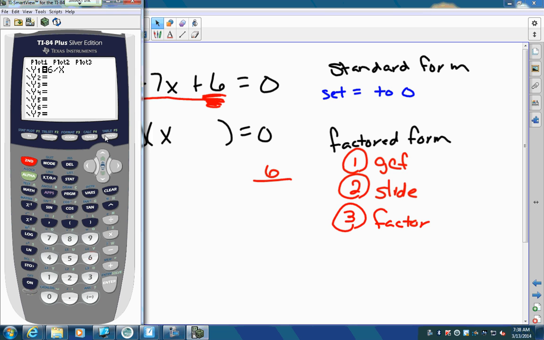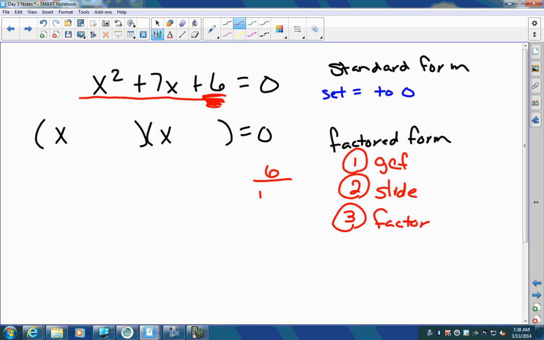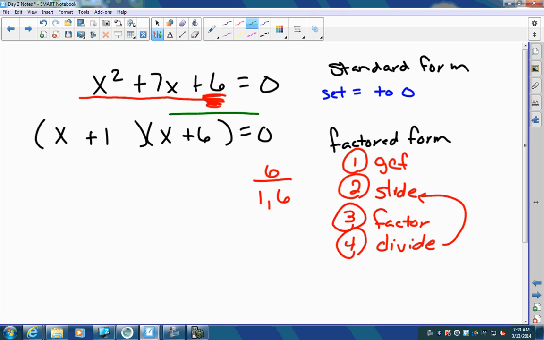Now, this lists our factors, right? I need the factors that add up together to give me 7. I see it right off the bat. It's 1 and 6, right? So I go up here and I put plus 1 plus 6. Step 4 was to divide. But you only divide if you slide. We didn't slide anything. This right here, make sure you're paying attention, is factored form.